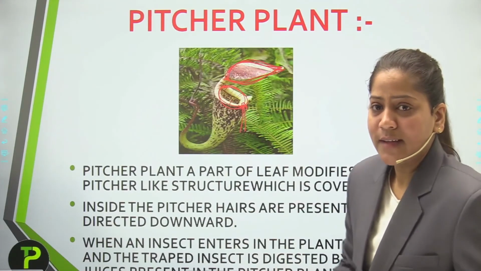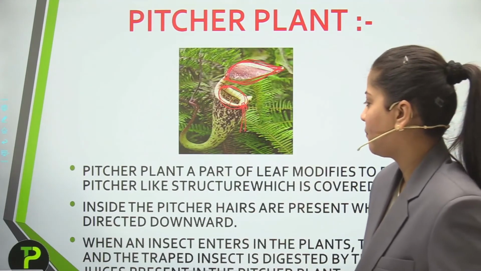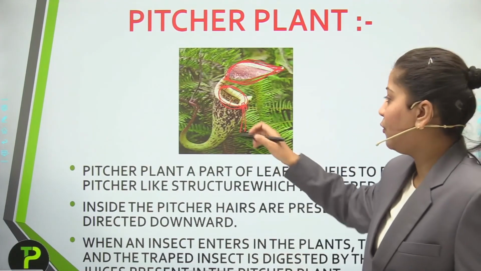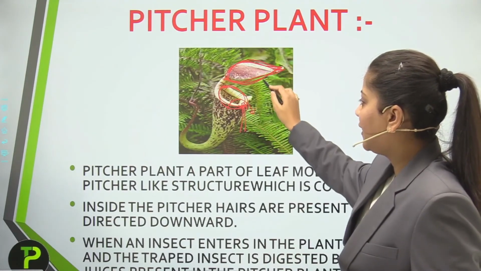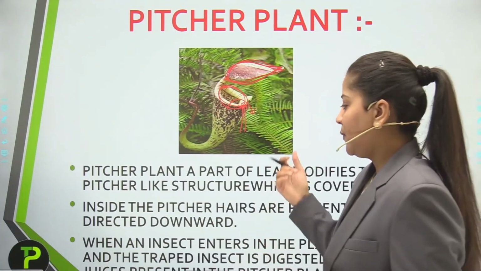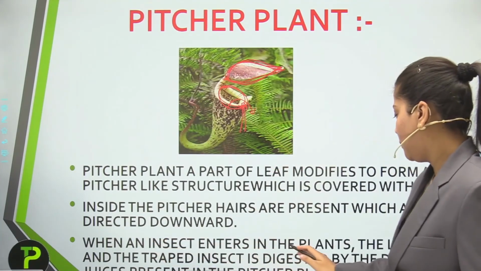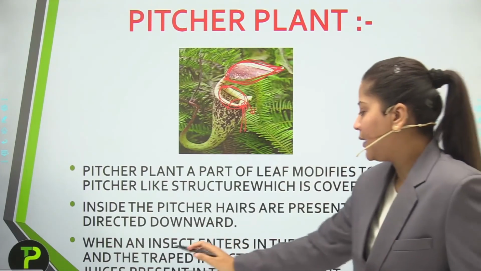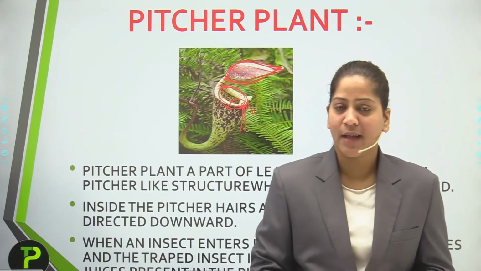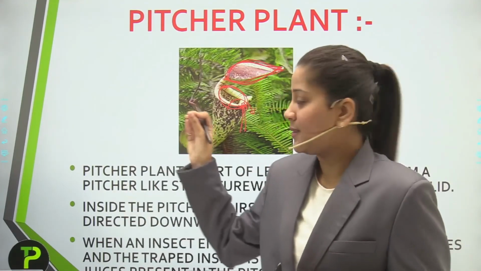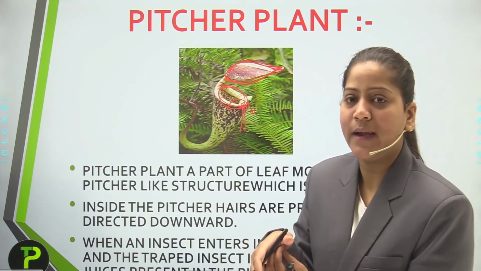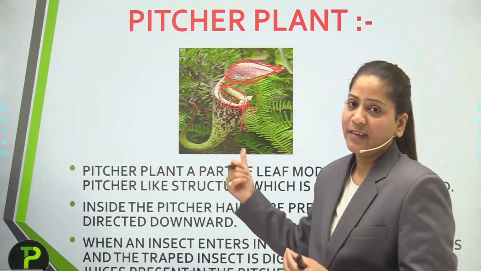Insects try to come out of this, but the plant closes the leaf-like structure known as the lid, so the insect cannot come out. When an insect enters the plant, the lid closes and the trapped insect is digested by the digestive juices present in it. As I already told you, the insect gets trapped by this plant, it closes the lid, and the insect gets digested by the juices present in it.